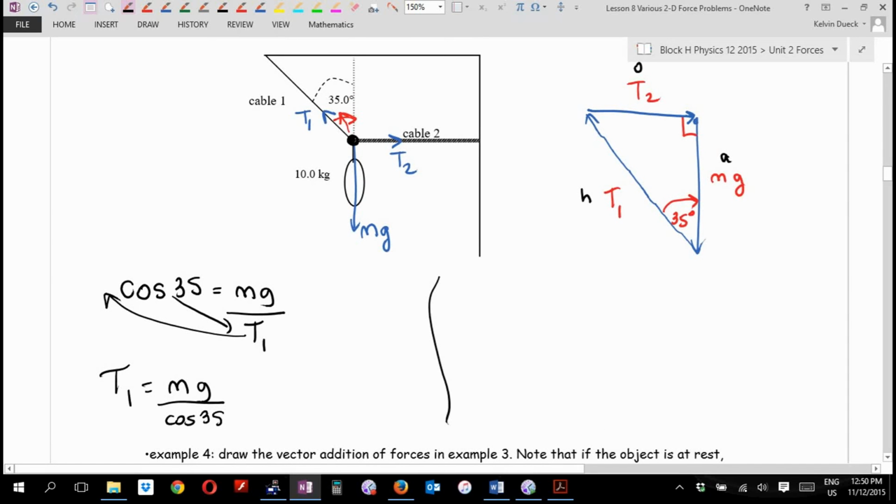I don't know if I would use sine. I could, but if I use sine, I'm also using tension 1. If I get tension 1 wrong, I'm also going to get tension 2 wrong. If I was a good test writer, what would probably be a smarter one to use? Tan. Yeah. I haven't used tan for a while. Opposite over adjacent. How would I get tension 2 by itself? Times by mg. You get very different looking equations too. Tension 2 ends up being mg times tan 35, where tension 1 ends up being mg divided by cos 35.